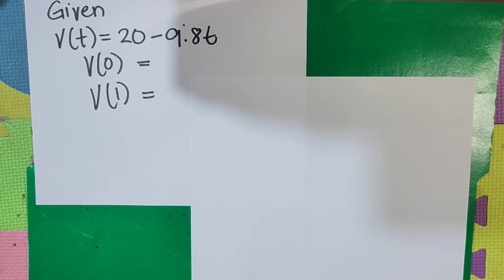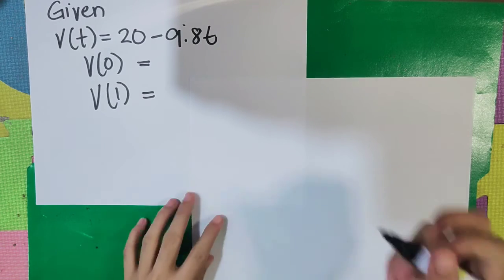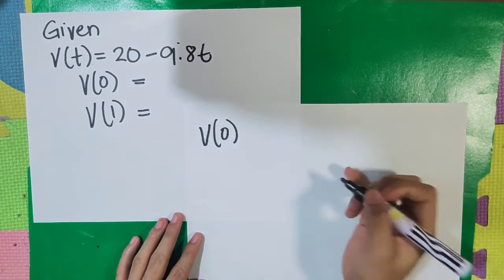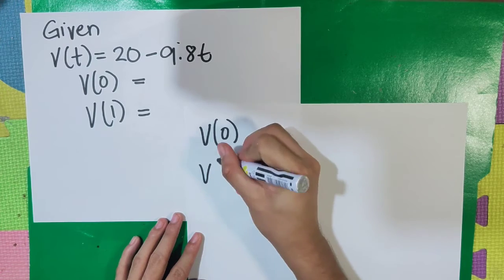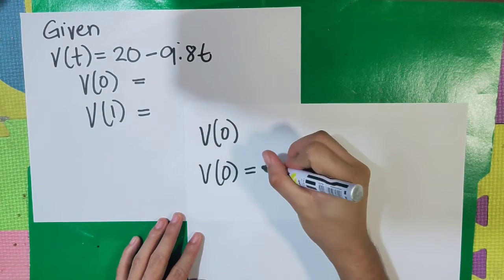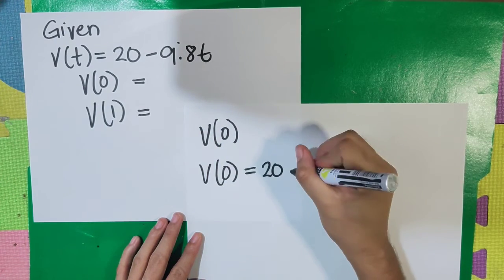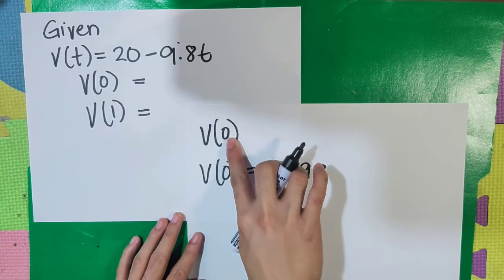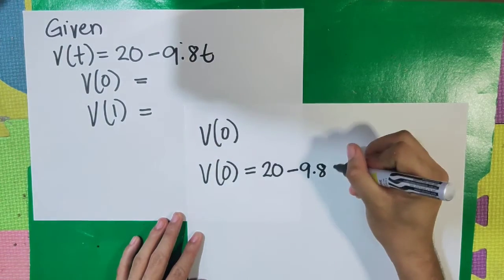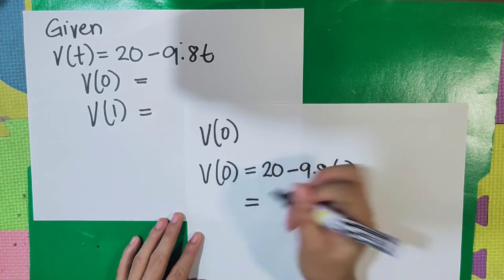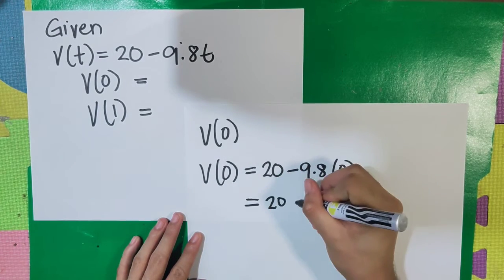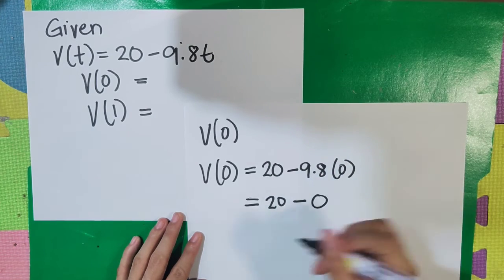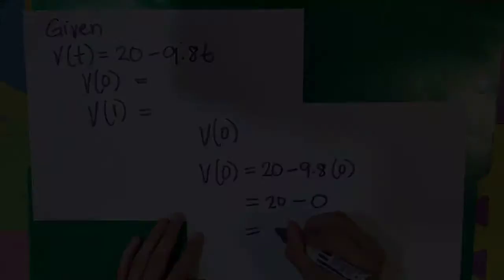Identify the given. We need to solve first the v of 0. So v of 0 of the given function. So v of 0 is equal to 20 minus 9.8, where in this 0, we need to substitute the 0 for the value of t. Copy 20. Then copy the subtraction. 9.8 times 0 is 0. So 20 minus 0 is 20.